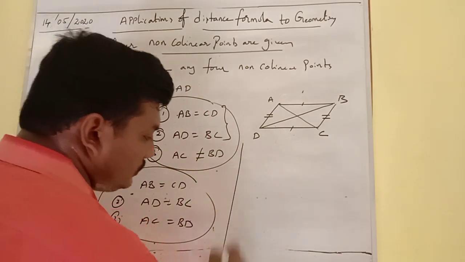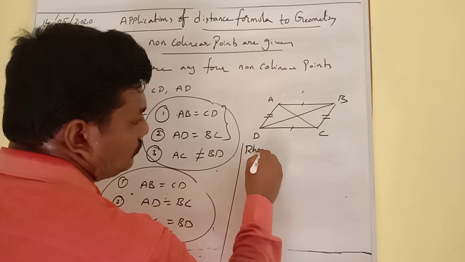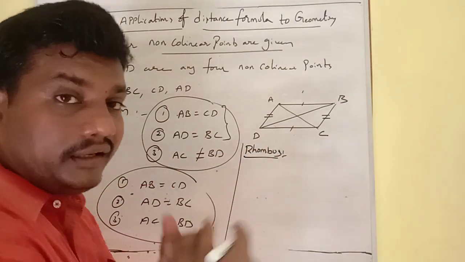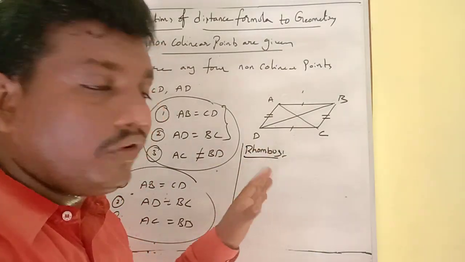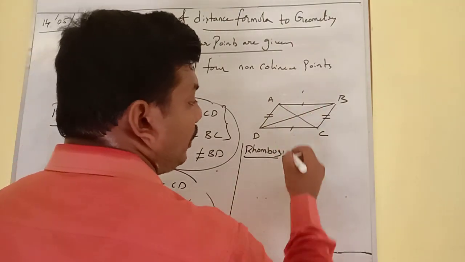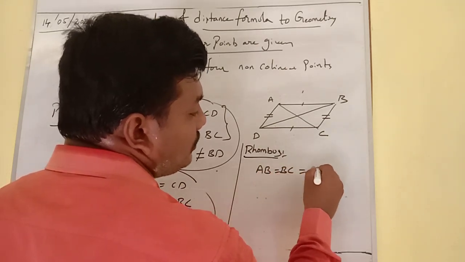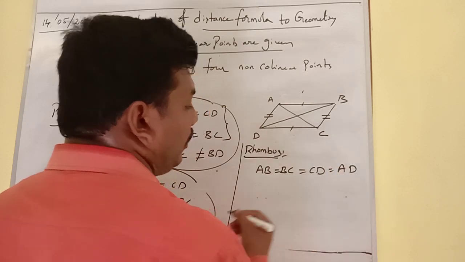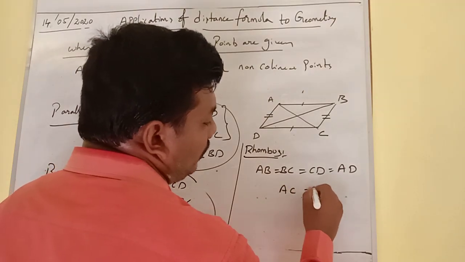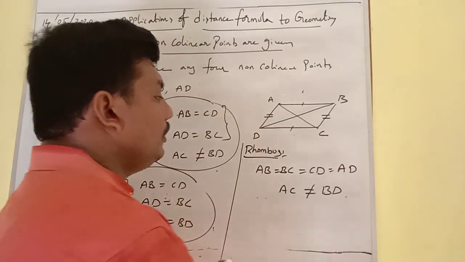Next, you have to see square. So we have rhombus first. How do you know whether the given quadrilateral is a rhombus or not? To check this, we have to find all the sides. AB is equal to BC is equal to CD is equal to AD. All the 4 sides are equal, but diagonals are not equal. AC is not equal to BD. This is about a rhombus.